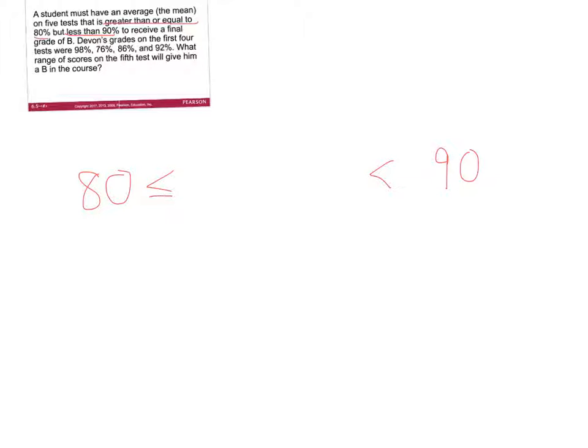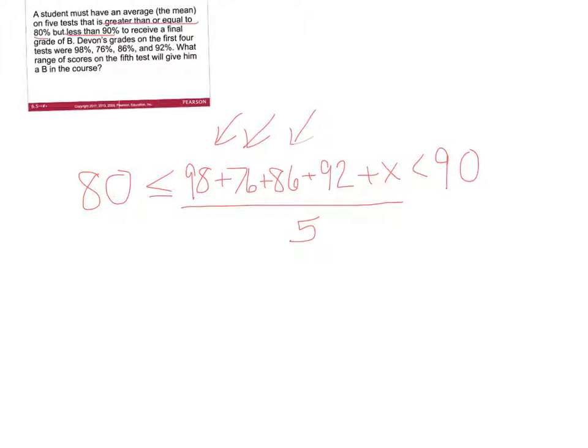So keep in mind when you average test grades, you add them all together. You don't know what you're going to get on your 5th test, so we'll have to use an x for that one. And after you add all your tests together, you divide by however many tests you took. Now, if it was me, first thing I would do is add the 98, 76, 86, and 92 together just to simplify things later on. So if I added those 4 numbers together, I am going to get 352.